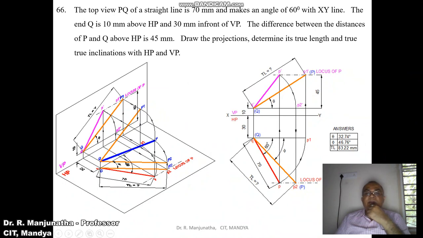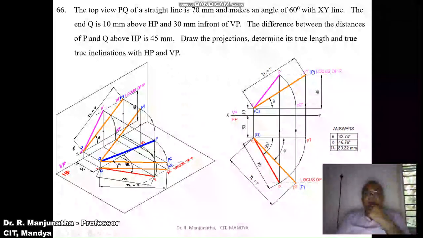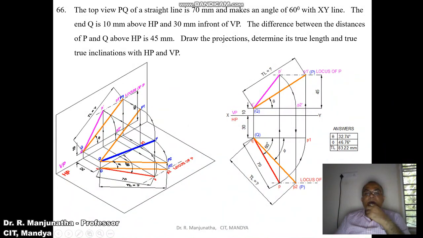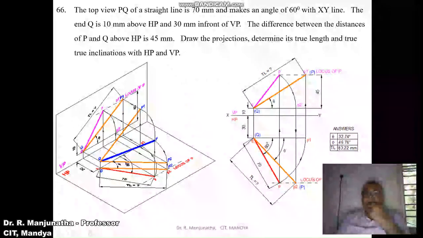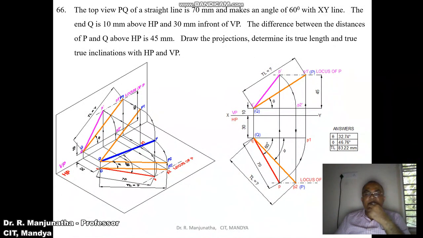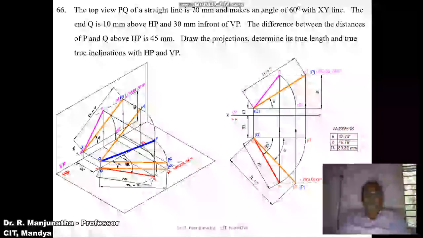Again with Q as center, using the protractor, you measure the angle made by the true length with respect to VP, which is phi, and that phi will be 47 degrees when you are doing it manually. On computer, it will be 46.76. So this is how we are able to solve the problem in the sketchbook.